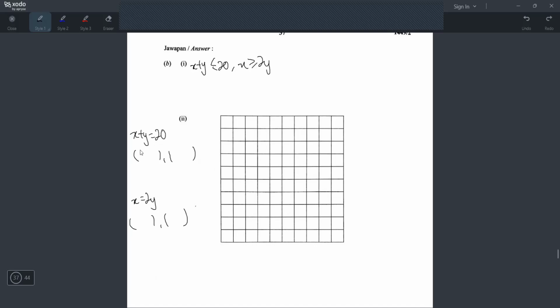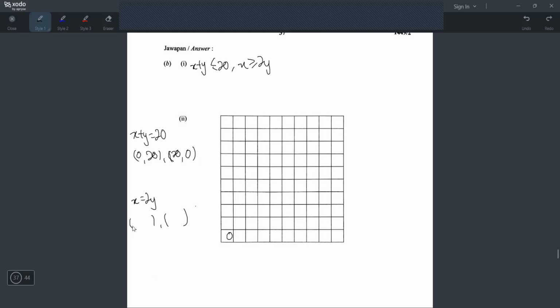And usually I always tell students you can find any point you want. You can substitute any value you want. But the best choice is you substitute x0, y0 because all these points are easy to plot, right? Tapi tak semestinya x0, y0. You can use any point you want, okay? If x is 0, y is 20, right? And if I substitute y0, my x will be 20, right? So I can plot my first line, (0, 20), (20, 0), right? But they never tell me any scale, right? So I guess I can decide myself lah for the scale.